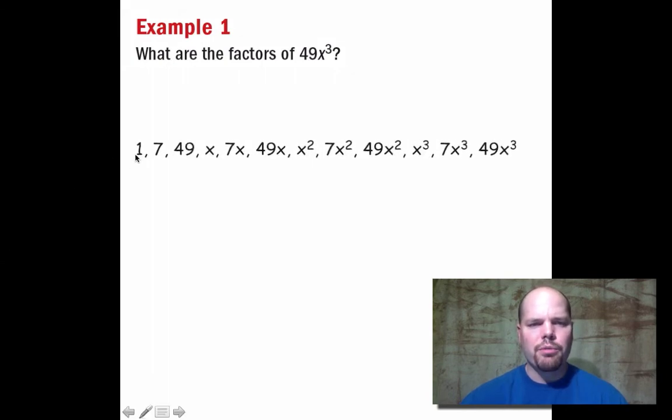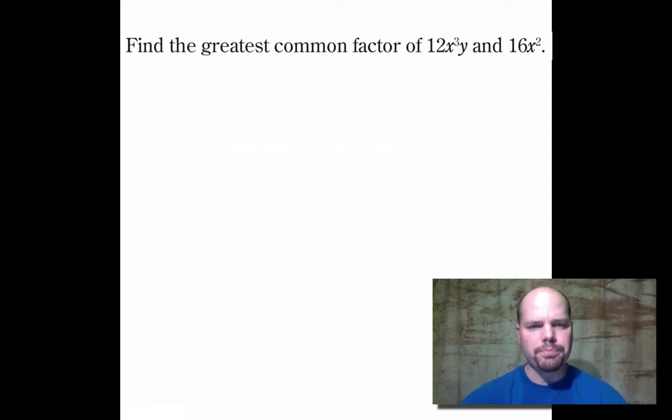Okay, so 1, 7, 49, x, 7x, 49x, 1x squared, 7x squared, 49x squared, x cubed, 7x cubed, and 49x cubed. So that's kind of a tedious process to list all of them, but those will be the factors of 49x cubed. 1 and itself, 49x cubed, those are called trivial factors because trivial factors would be factors of anything. Itself and 1 go into any expression.